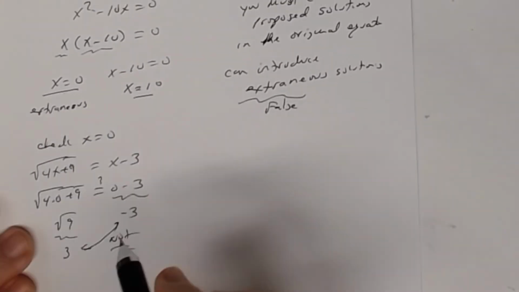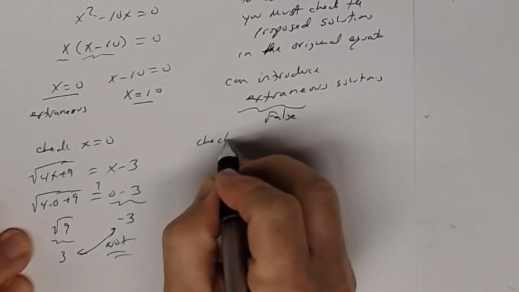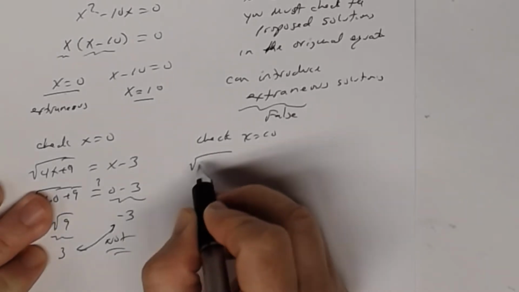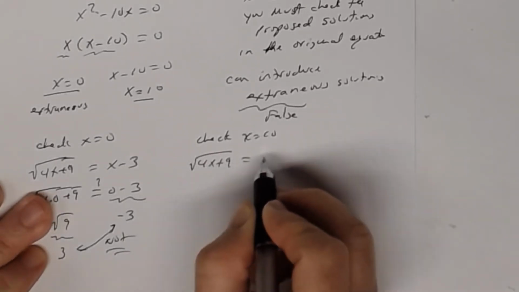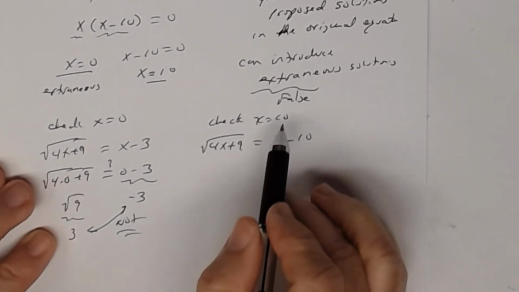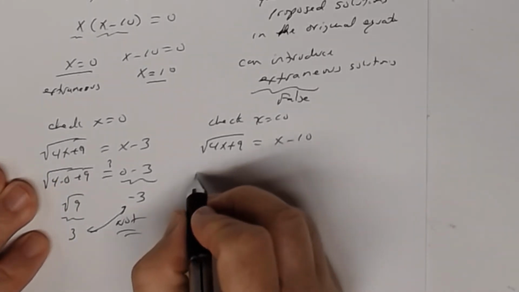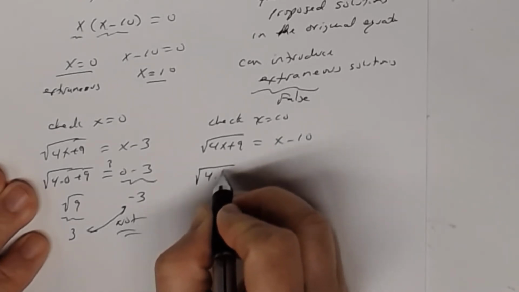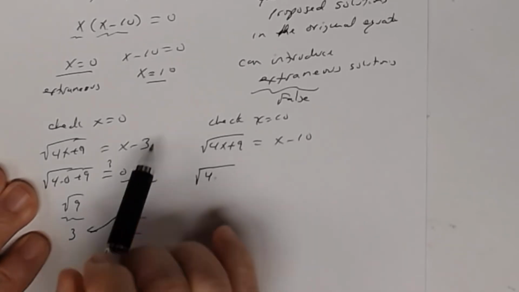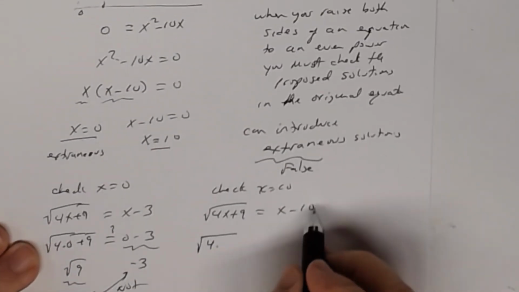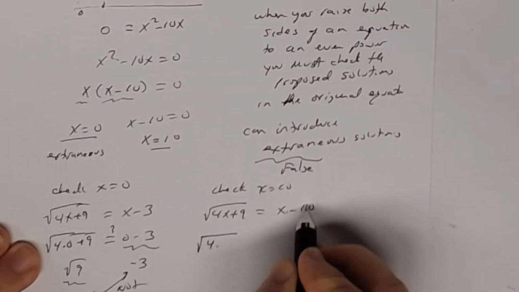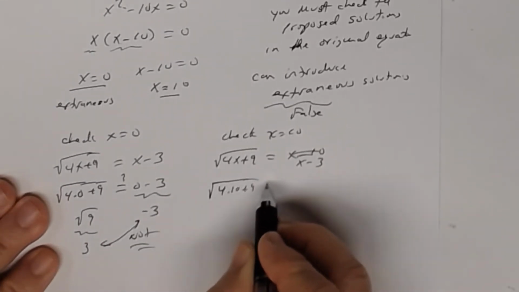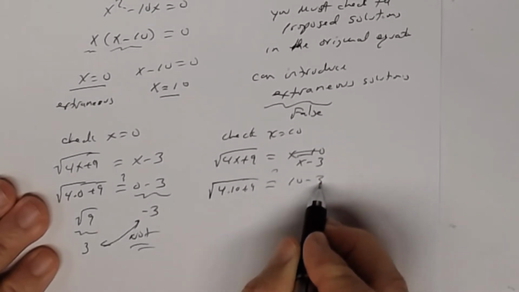Then we do x equal 10. So now let's check x equal 10. And so when we check x equal 10 in the original equation again, the square root of 4x plus 9 equals x minus 3. Where we see the variable x, I substitute 10. So I get the square root of 4 times 10 plus 9, right? And I want to see if that's going to equal 10 minus 3. (I put x minus 10 earlier by mistake; it's x minus 3.)